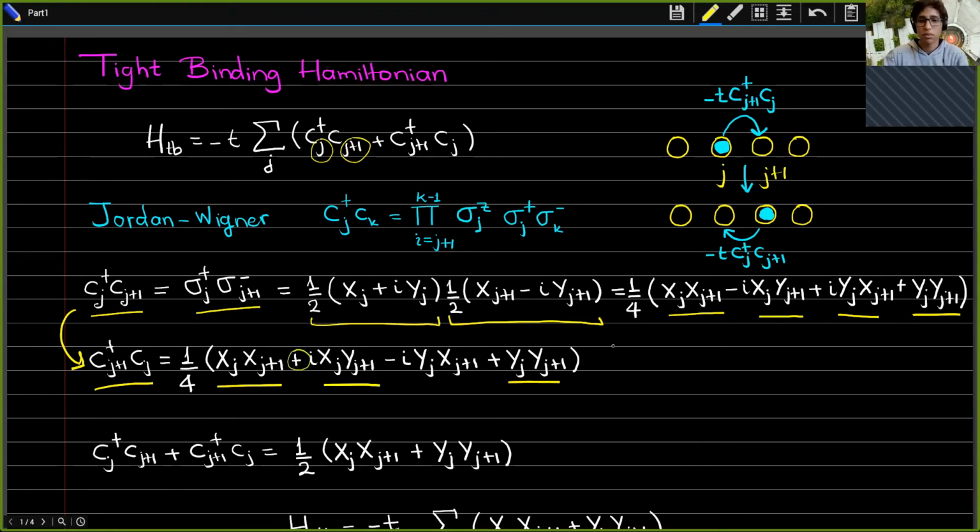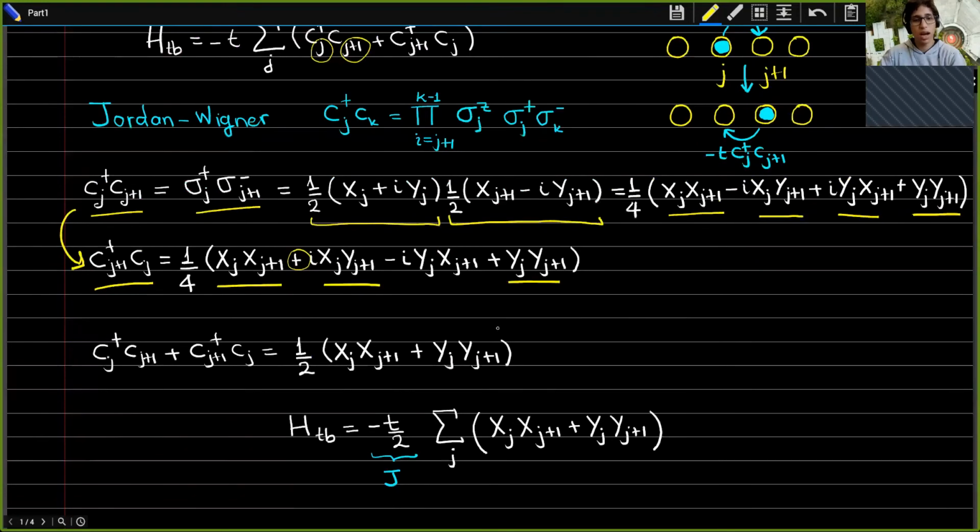So at the end, when we add up those two terms in the Hamiltonian, only the couplings between x operators and between y operators are going to survive. And therefore, we have our tight-binding model in the qubit space, which is going to be given by couplings between x and x, and y and y, and there's going to be a coefficient which we're going to call J, the coupling coefficient.